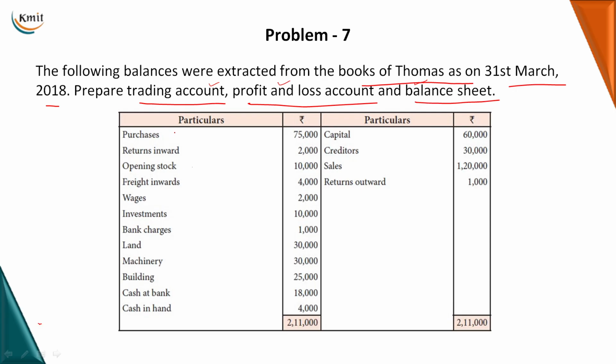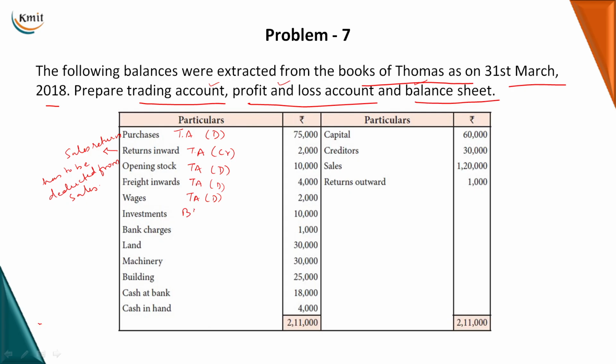Purchases is an item belonging to the trading account, appearing on the debit side. Return inwards is again trading account, on the credit side. Return inwards is nothing but your sales returns, which has to be deducted from sales, right? Similarly, opening stock is again a trading account item appearing on the debit side. Freight inwards, trading account, debit side. Wages, trading account, debit side.